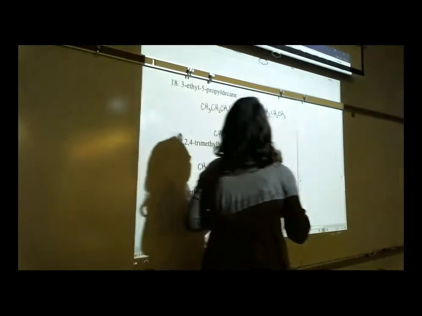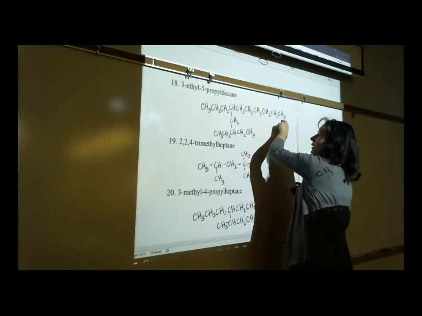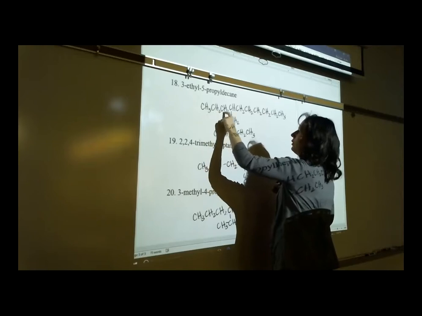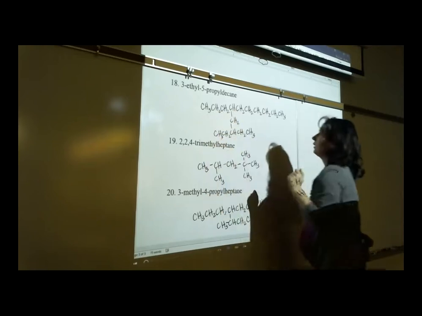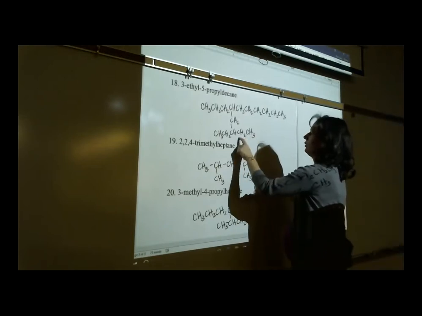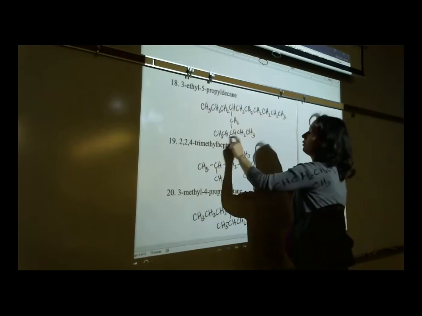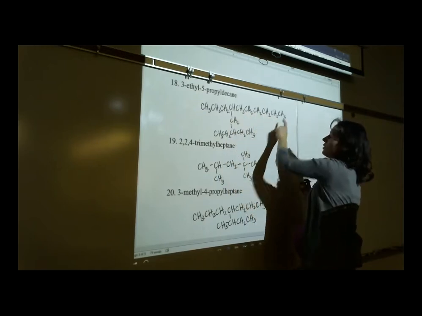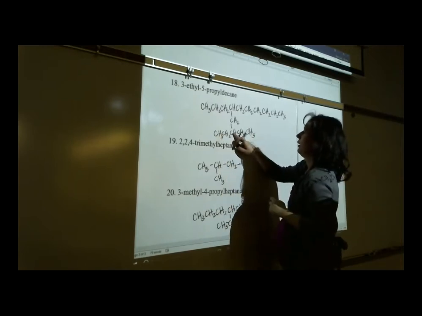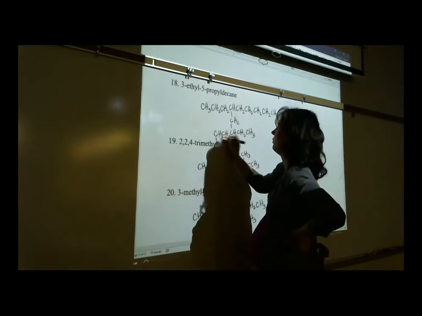Okay, 3-ethyl 5-propyl decane. Let's see if this is a decane. 1, 2, 3, 4, 5, 6, 7, 8, 9, 10. So do we think that's a decane? Is there any other configuration that we left off? 1, 2, 3, 4, 5, 6, 7, 8, 9, 10, 11. Ooh, that's an option. So either way we count it, it's an 11 carbon chain, right? Because 1, 2, 3 gets me my first substituent. So it's an 11 carbon chain.